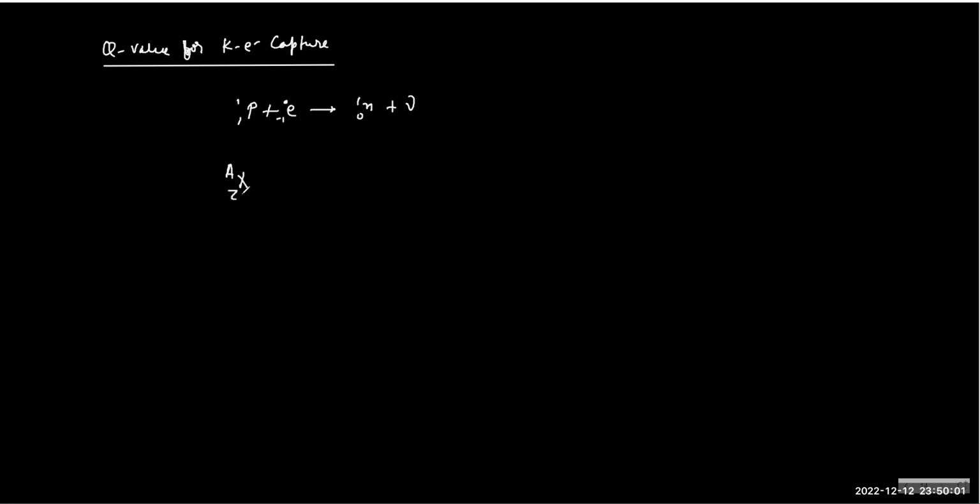Okay, so Q value for K electron capture. So in K electron capture, what is happening? Tell me, guys. Correct. So how to write the Q value?